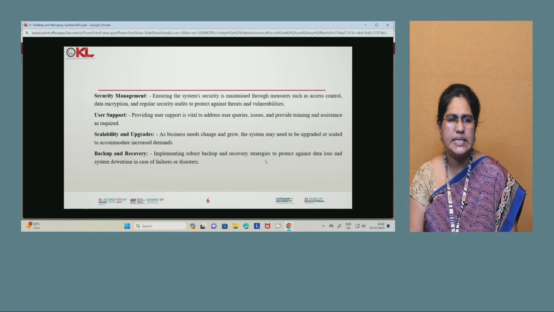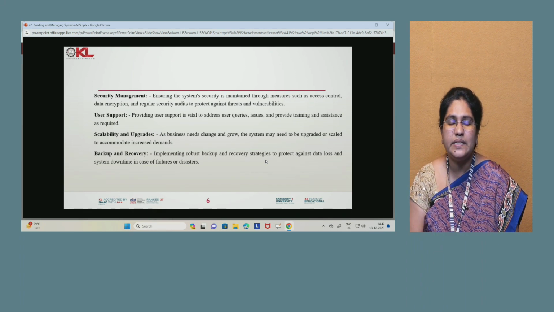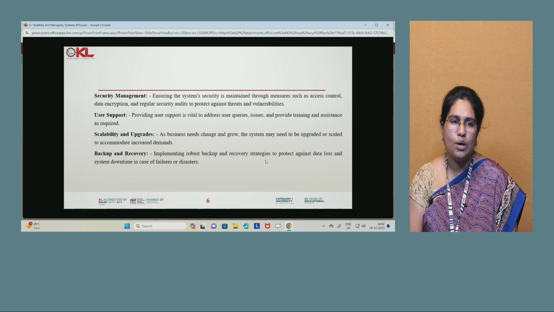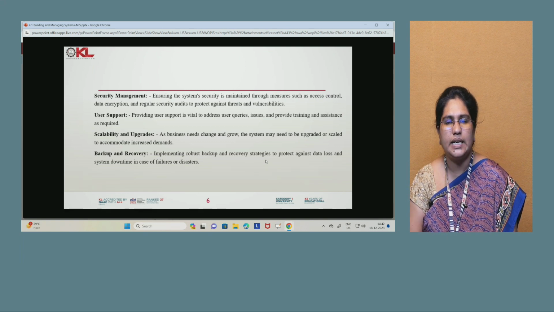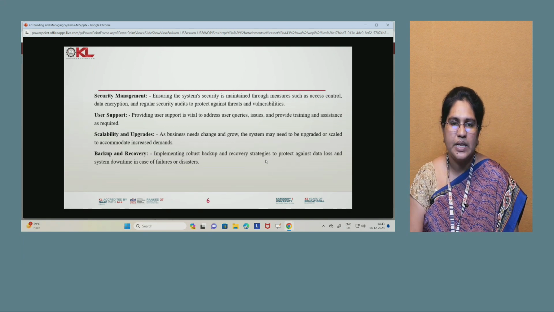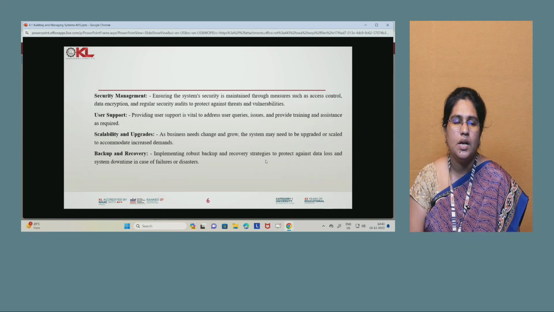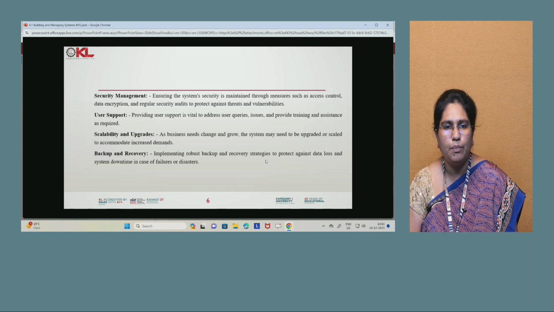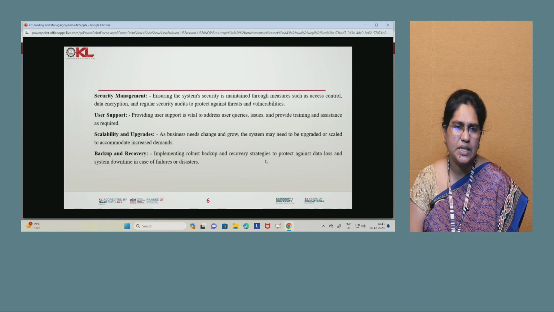The next one is security management. Security management maintains measures such as access controls, data encryption, and regular security audits to protect against threats and vulnerabilities. User support is also provided, by giving training and assistance. After that comes scalability and upgradation.